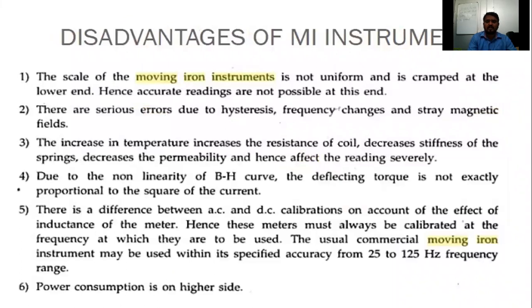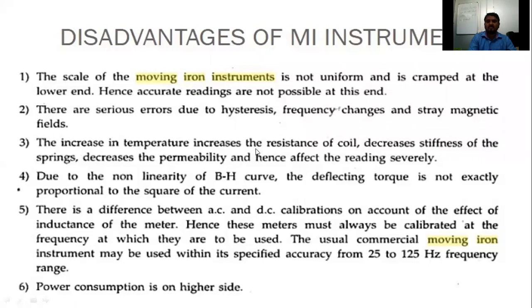The instrument has some advantages, but it has some disadvantages also. The scale of the moving iron instrument is not uniform because the deflection depends on the square of the current. There are serious errors due to hysteresis losses, since we are using a moving iron part. Frequency may change, since we are using it for AC; the frequency will not be the same. Stray magnetic fields are there. Stray means that even after removing the supply, some magnetic field energy remains stored. They may cause serious errors.